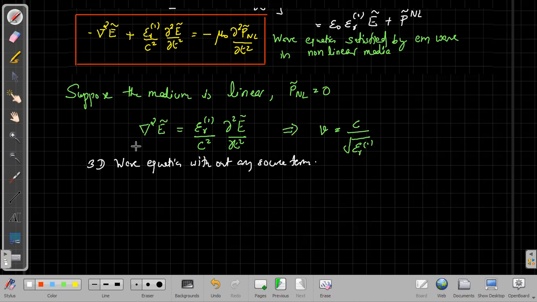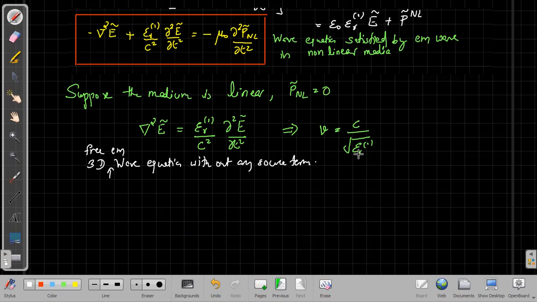So this is a simple wave equation for a free electromagnetic wave. So basically, we can write it as a three-dimensional free electromagnetic wave equation. This shows that we'll get a normal electromagnetic wave in the linear media. So it will satisfy all the conditions of an electromagnetic wave in vacuum. The only difference is it will have a speed which will be lesser than c. The speed of the wave would be equal to c by square root of epsilon R1.